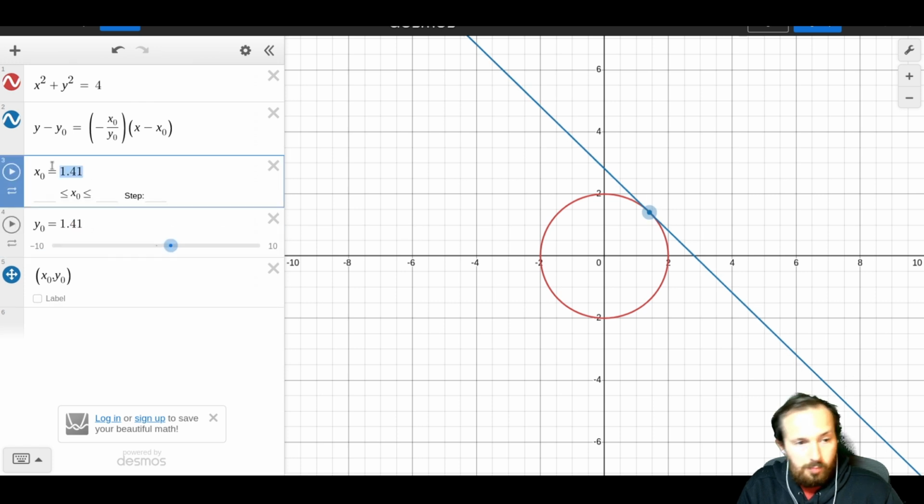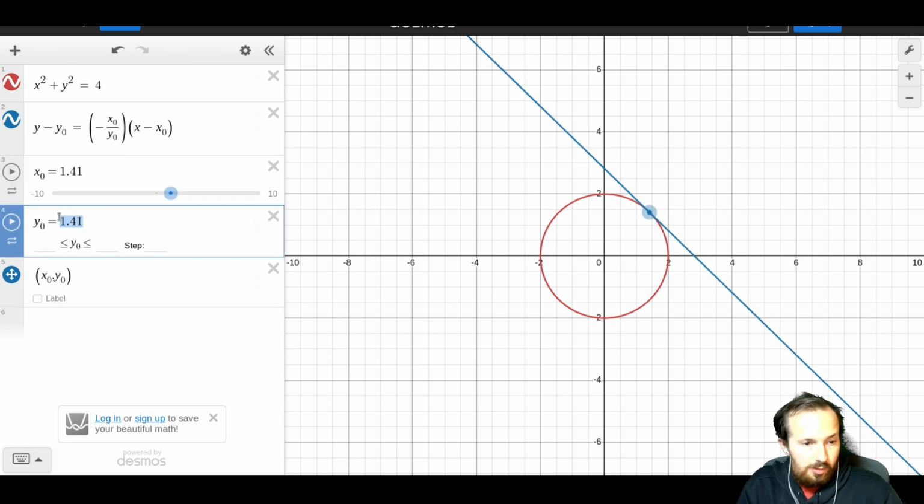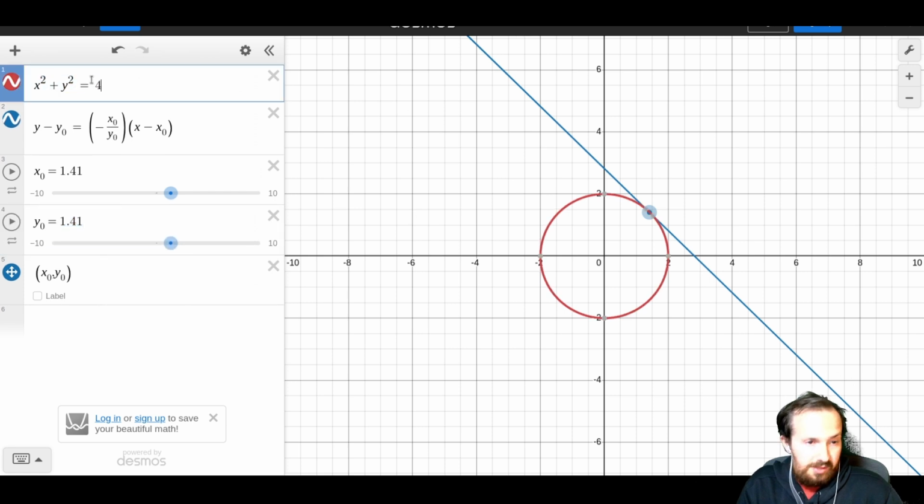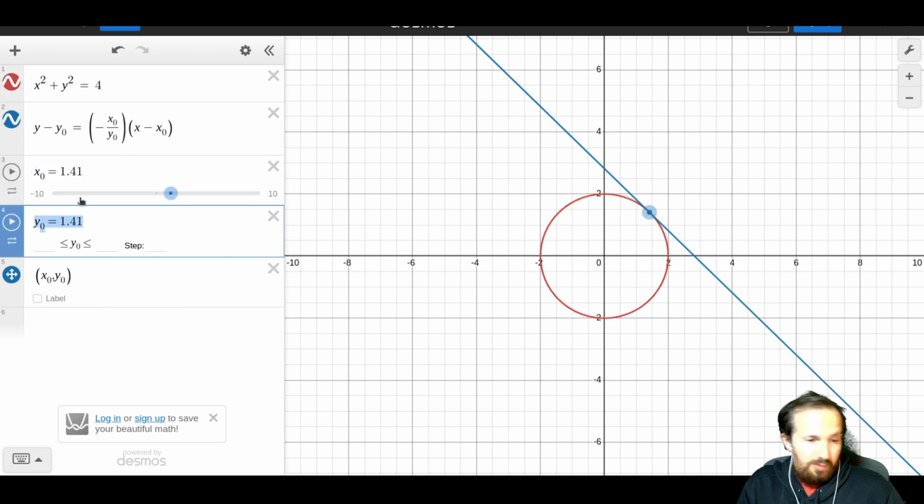So y is 1.41, and then x equals 1.41 on the curve of this equation. And again, this is not a function, by the way, because it fails the vertical line test, but it is still an equation because it has an equal sign. So why are these points on the curve?